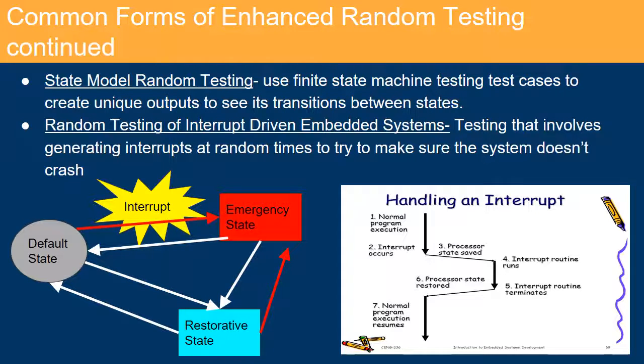The diagram on the far left is an example of interrupt testing where the system is in a default state and hits an interrupt which causes it to go into an emergency state. The state is then supposed to go to a restore state and then back to the default state. However, if it fails, it will then stay in the emergency state.